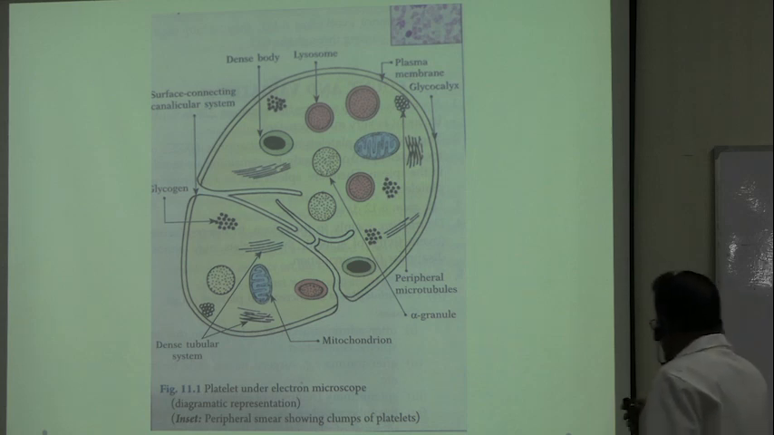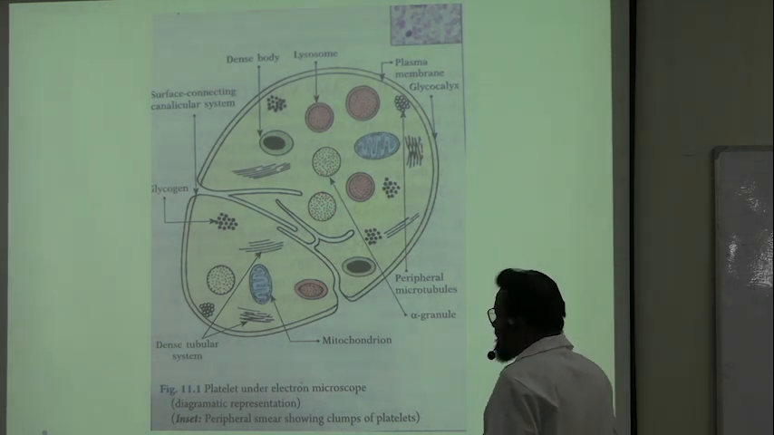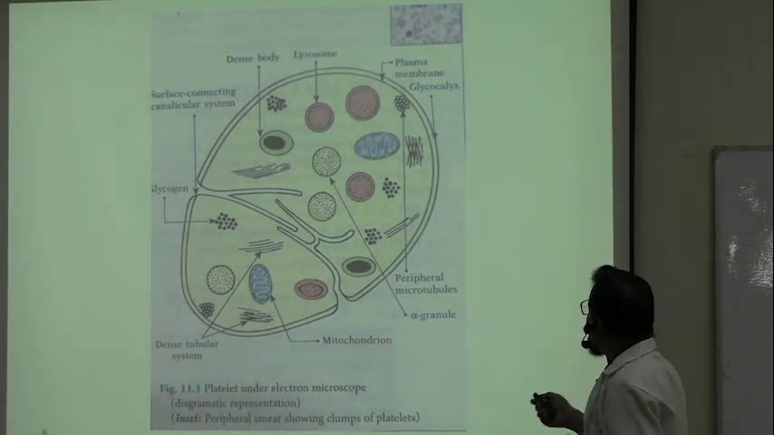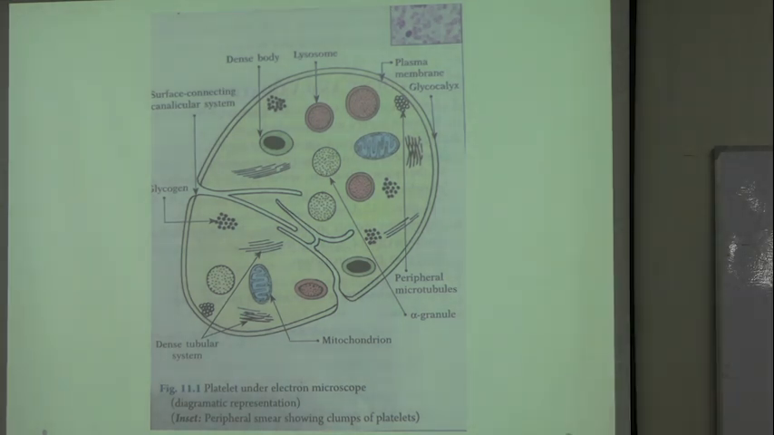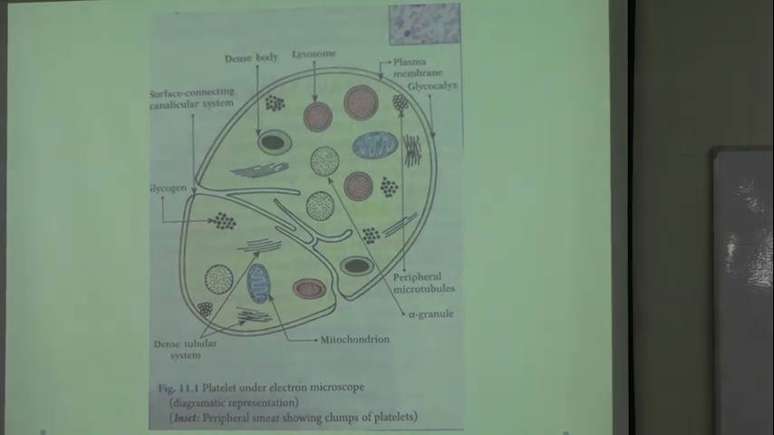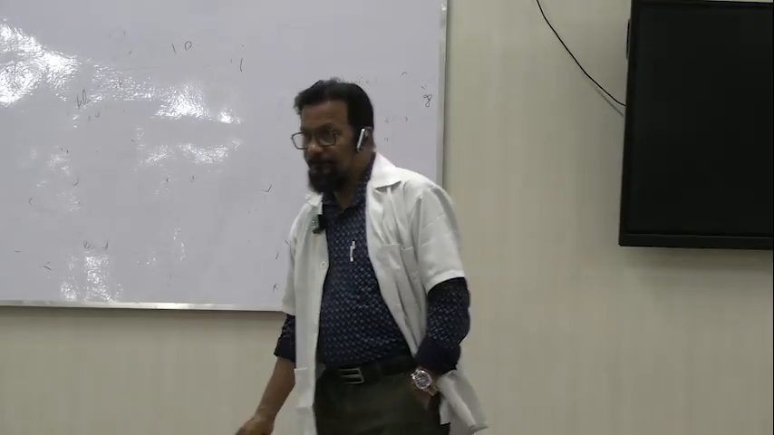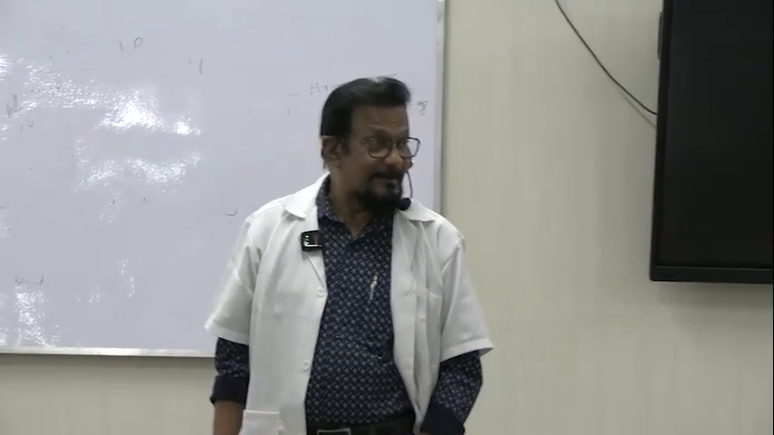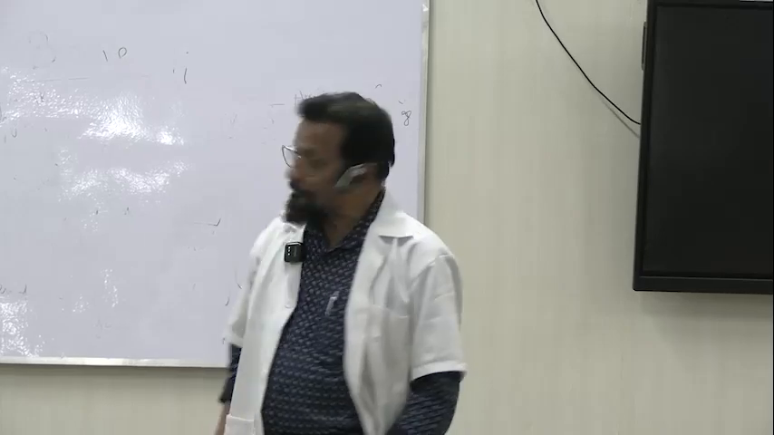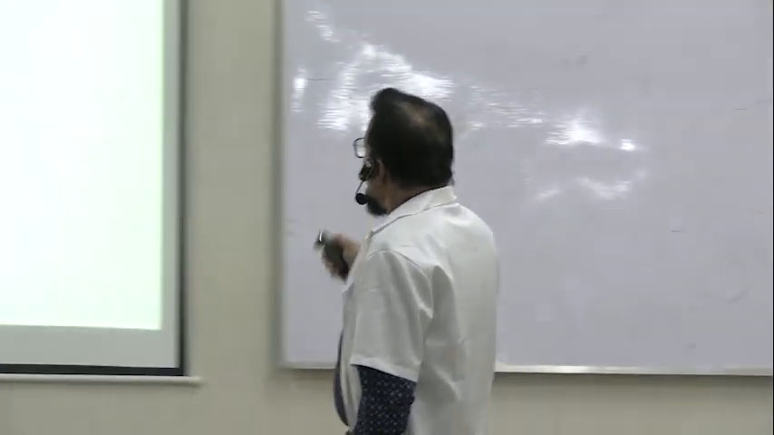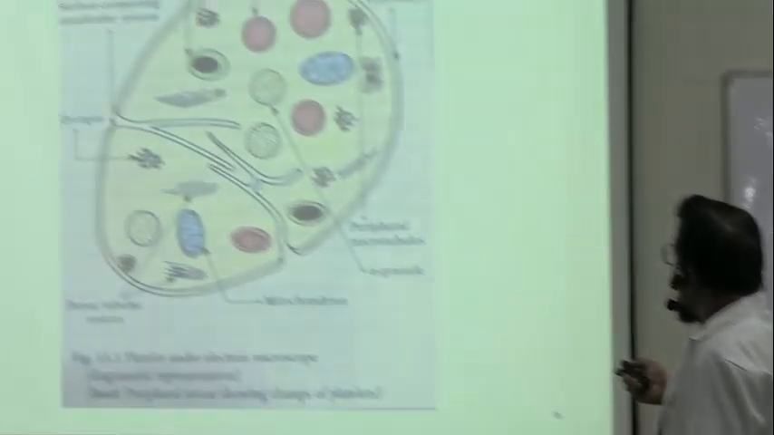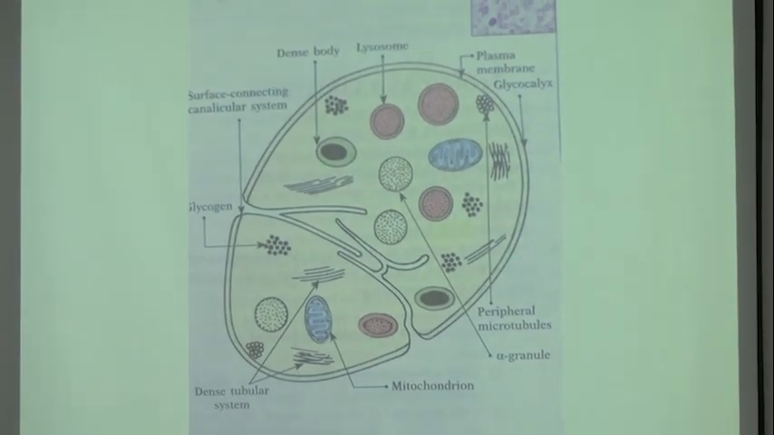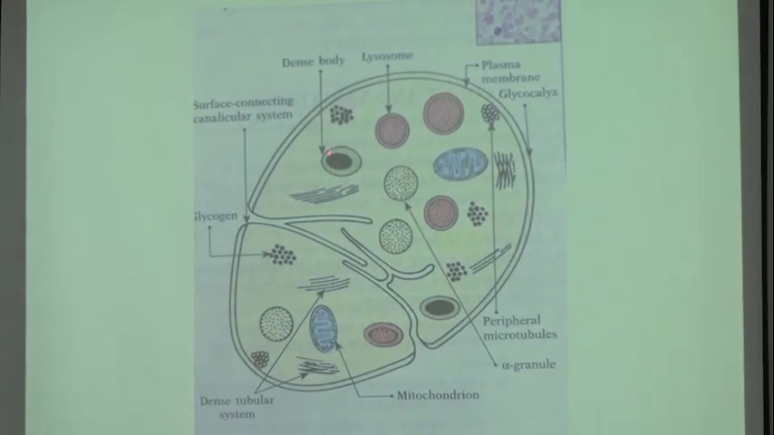Beside this, you will get some granules. These granules are within the vesicle. These granules are of two types. Dense granules and alpha granules. Let's see what is there in these granules, in the dense granules, in the alpha granules. We'll see. The dense body.